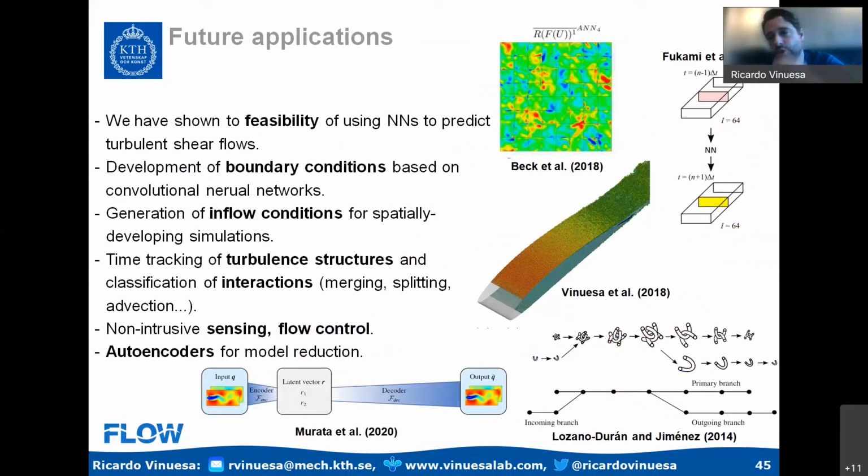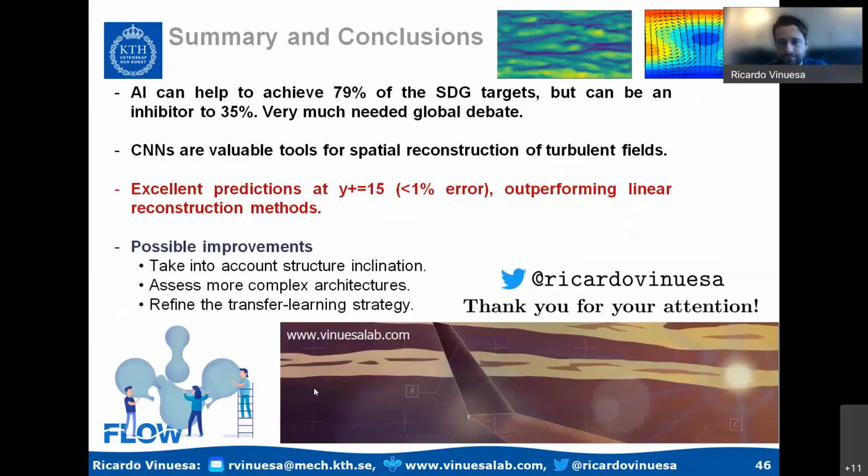So certainly turbulence and fluid mechanics can benefit from machine learning. We have many, many articles and many studies that are ongoing on how to identify this potential, and we really see the possibility of benefiting from the potential of machine learning. And these are my conclusions. I would like to summarize a little bit what I told you. We first looked at AI and sustainability, and we have 79% of the targets with positive effects, 35% with negative effect. So there is a very much needed global debate.